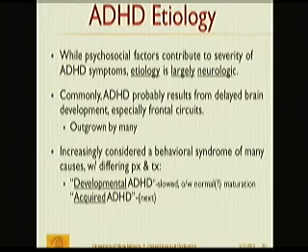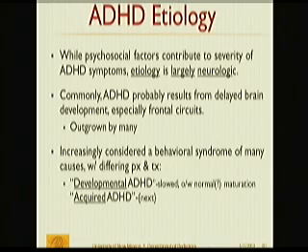Well, in looking at etiology, as we've agreed that this is important, there's a neurologic underpinning that is abundant in ADHD. It's largely a neurologic condition. Psychosocial factors will contribute to the severity of ADHD symptoms, and so can physical factors, as I'll mention later. But commonly, ADHD probably results from delayed brain development, especially the frontal circuits. And therefore, it's outgrown by many. It can be thought of as a developmental condition, and therefore, primary ADHD is often referred to as developmental ADHD.